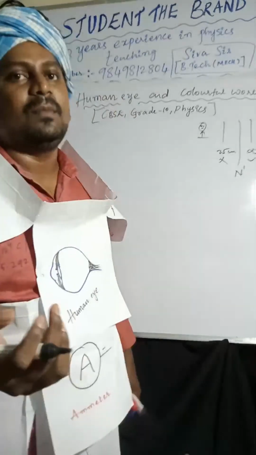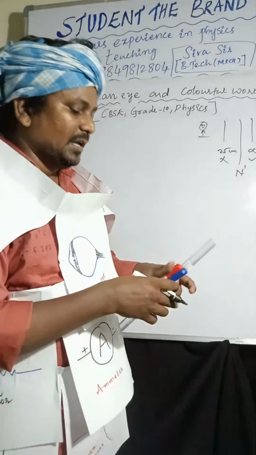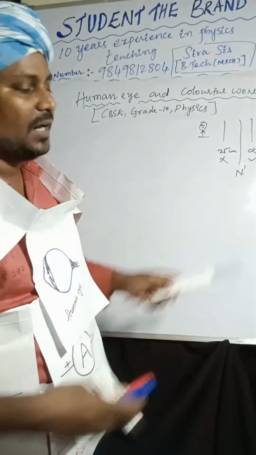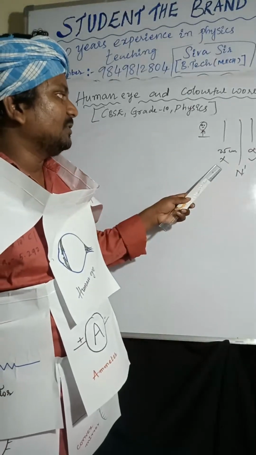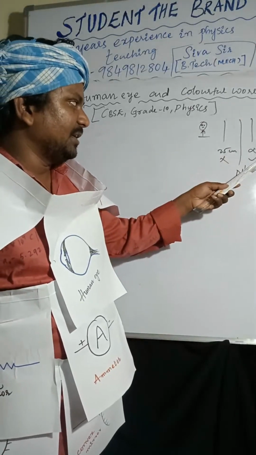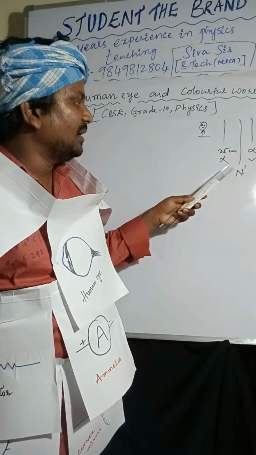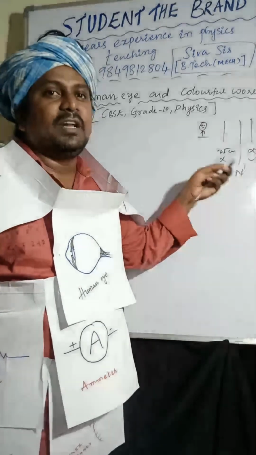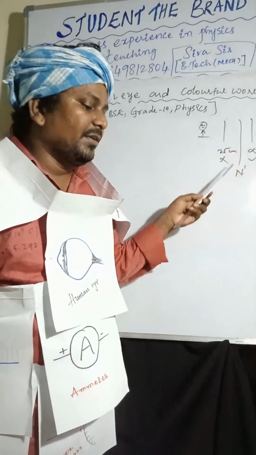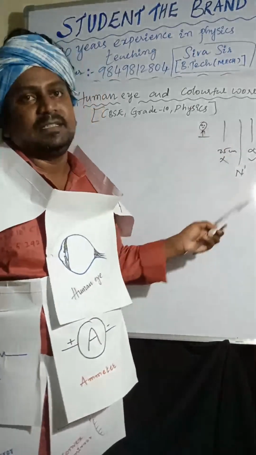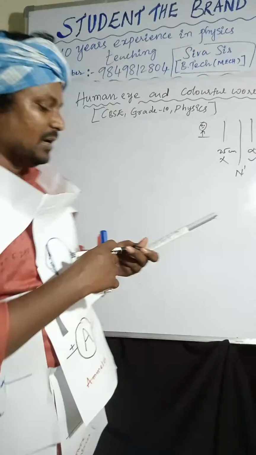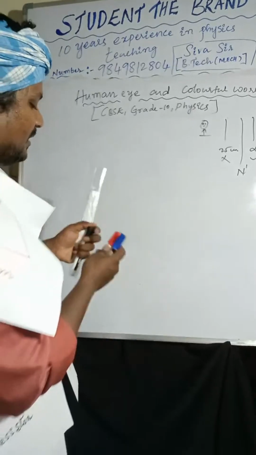The person can see far distance objects, but he can't see near. Between 25 centimeter and infinity, somewhere he can see. Now we'll draw the diagram.